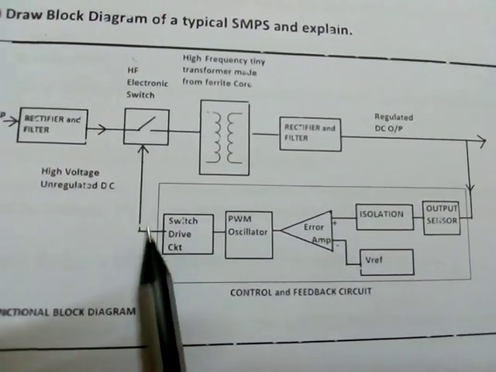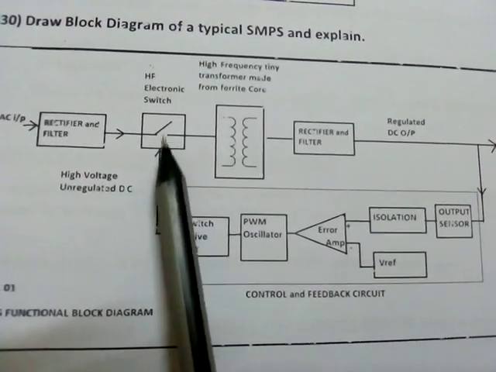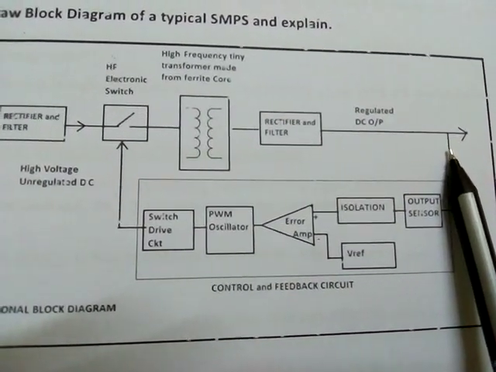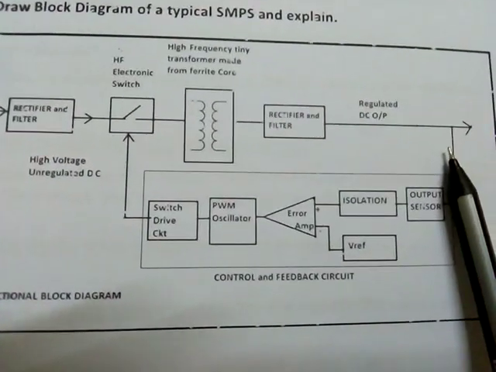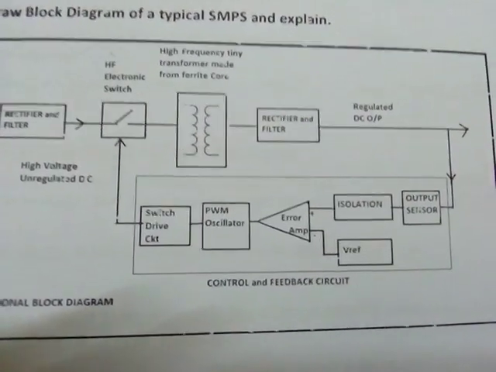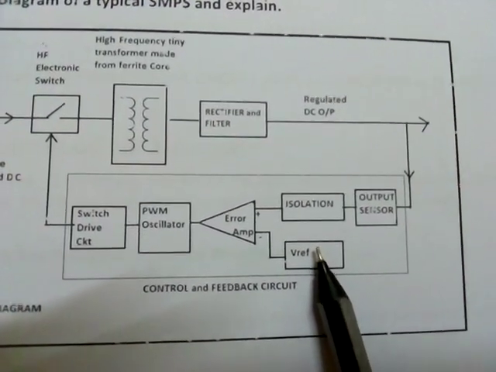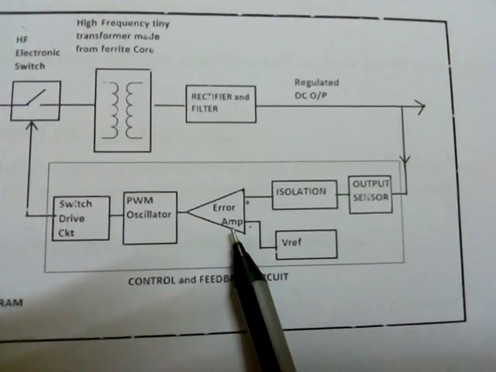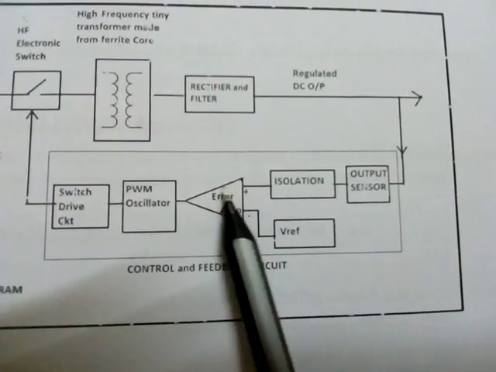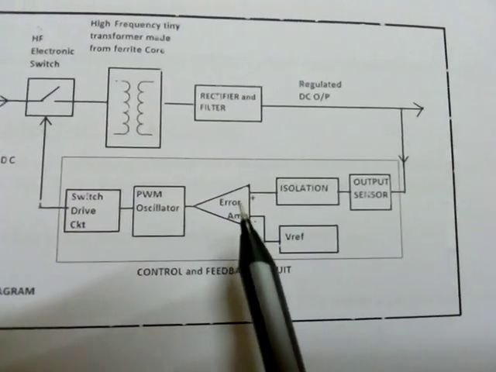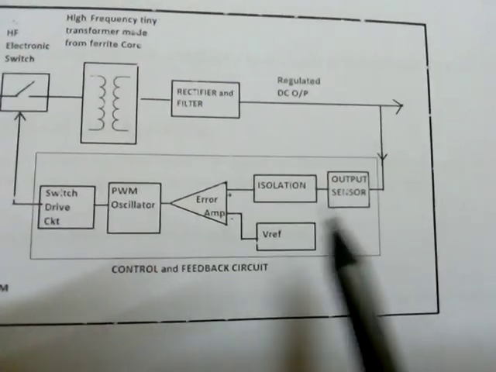This control and feedback circuit determines the duty cycle. If you want lower voltage, reduce the duty cycle. If you want higher voltage, increase the duty cycle. What voltage you need, set that to the comparator. It is also called an error amplifier, because it is going to measure the error, right? That we will see later.